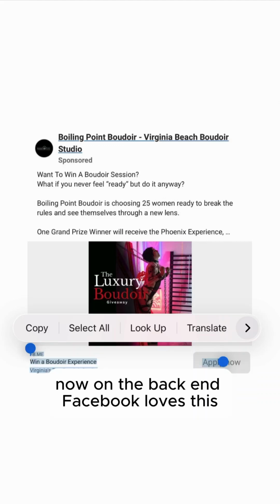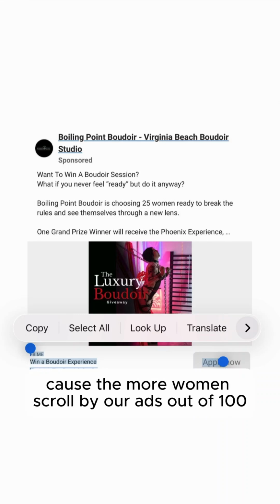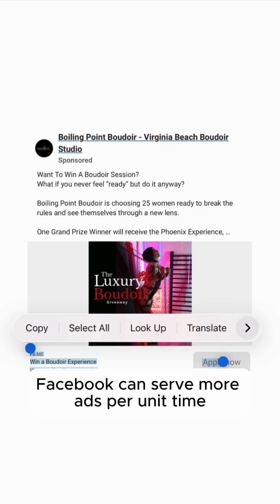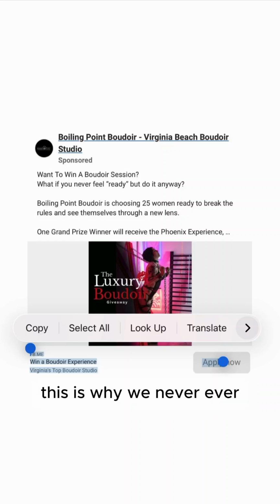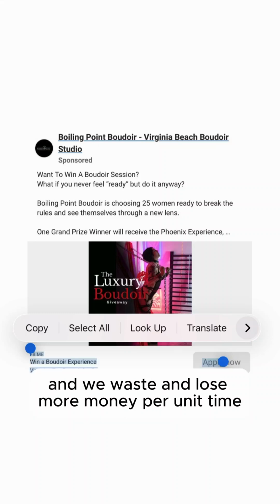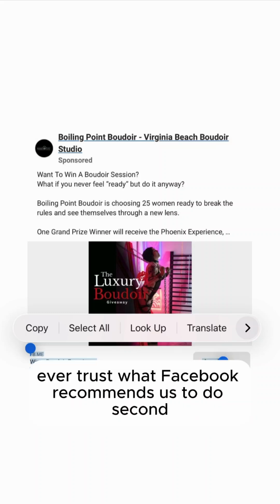Now, in the back end, Facebook loves this because the more women scroll by our ads out of 100, lowering our unique CTR all, Facebook can serve more ads per unit time. Facebook makes more money per unit time that way, and we waste and lose more money per unit time. That's why we never ever trust what Facebook recommends us to do.